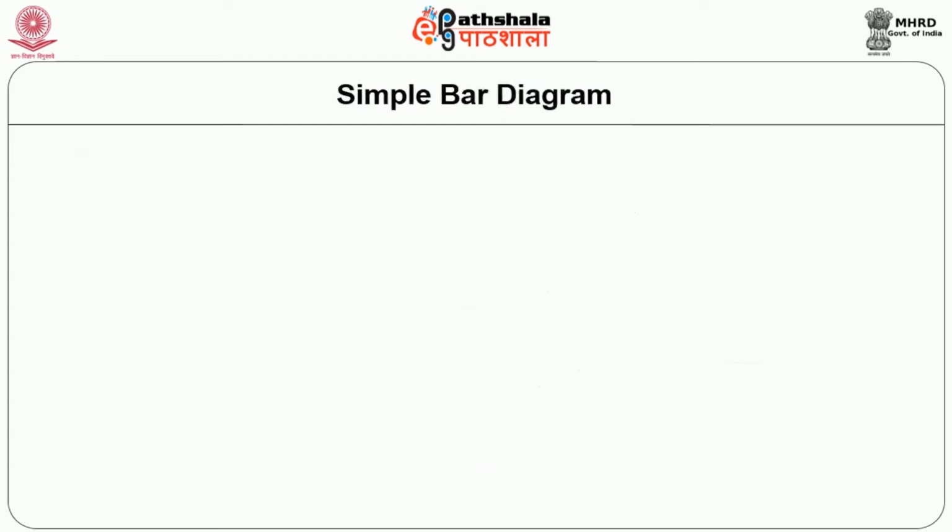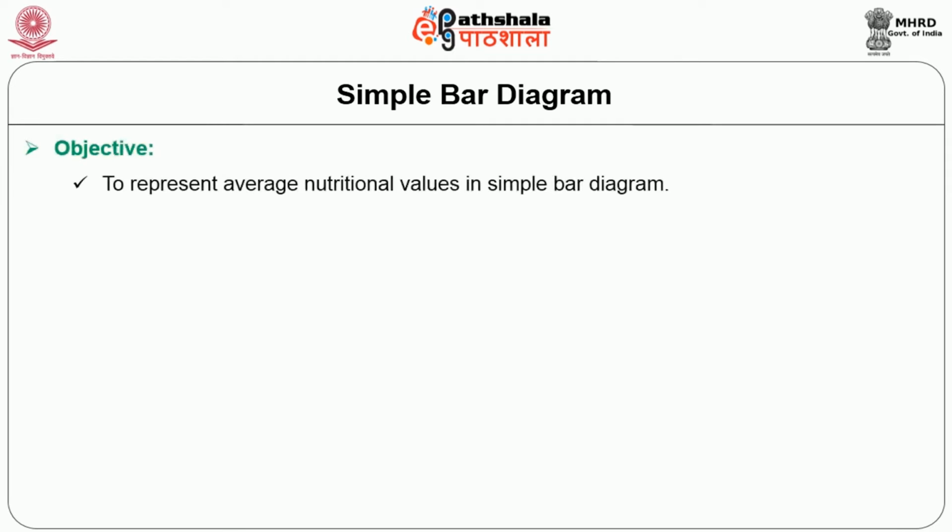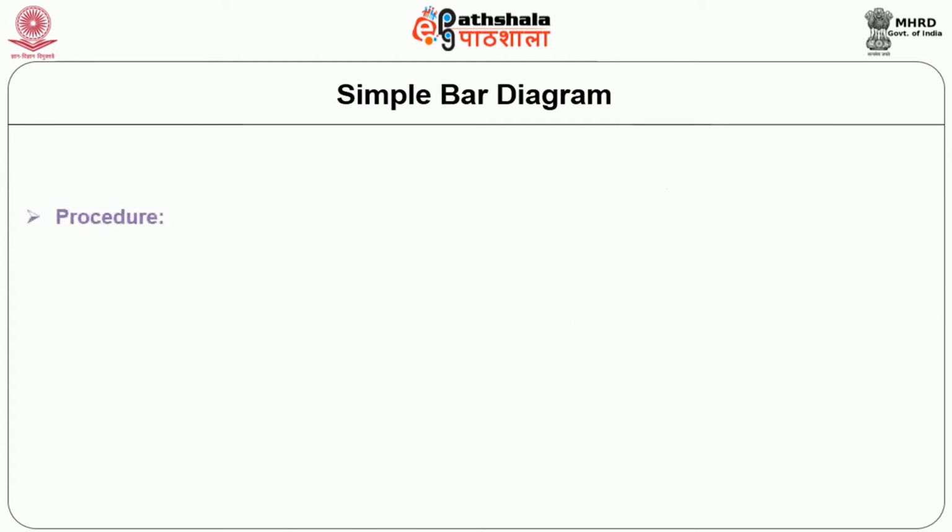Then simple bar diagram. Let us discuss how to construct the simple bar diagram in SPSS. Construct a simple bar diagram for the following data on food varieties and average nutritional values. The objective of this analysis is to represent average nutritional values in a simple bar diagram. The following are the procedures.